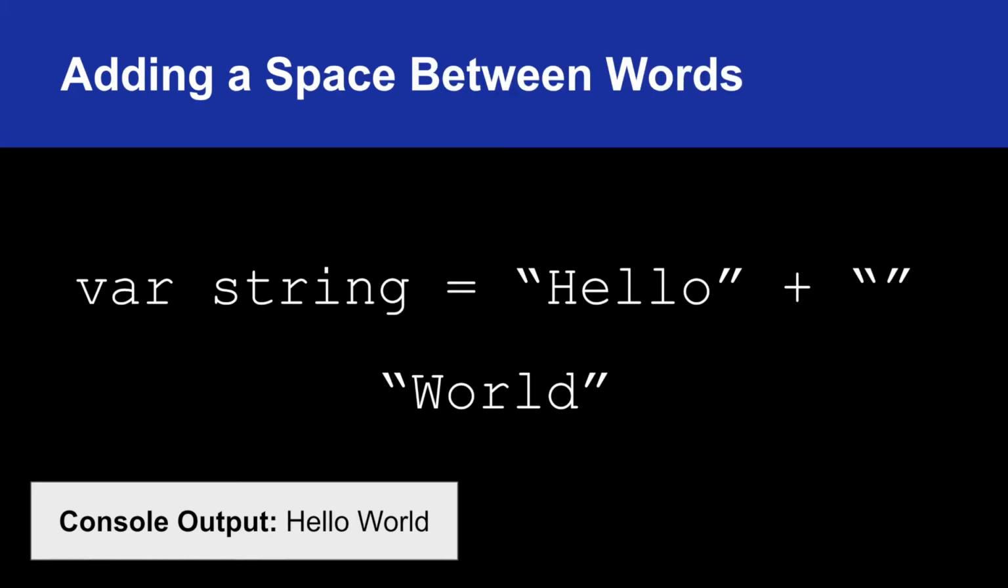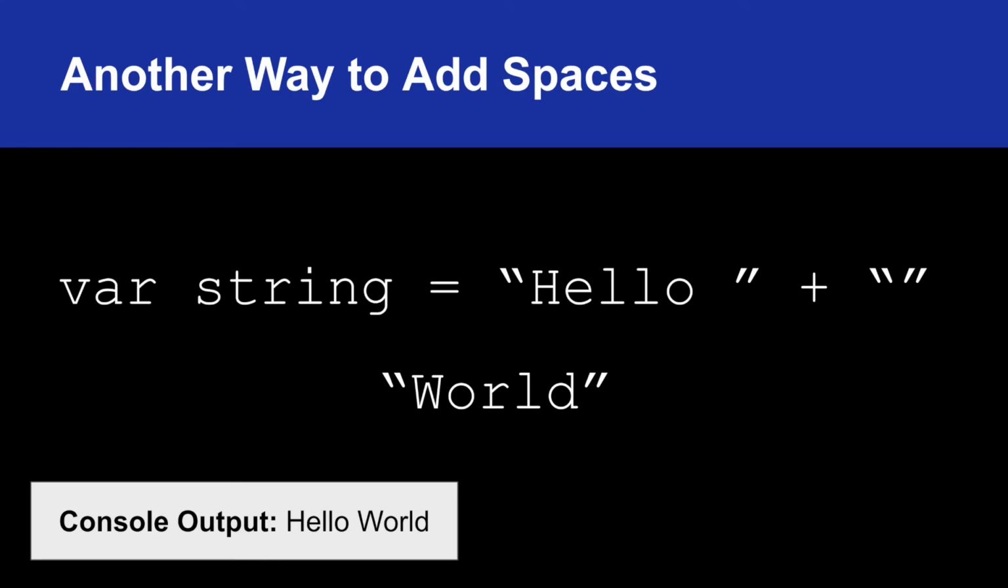So here's how you add a space between the words. You add quotes with a space in between. That way it creates a space for you. Another way to add spaces is to leave room for yourself. I do not know why I have these double quotes, but normally it would be hello, and you leave the space, and then you have world. Don't worry about anything. We'll talk about this in the next video in more detail in the code editor.